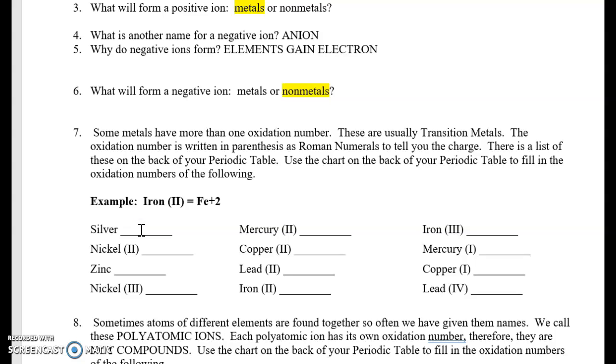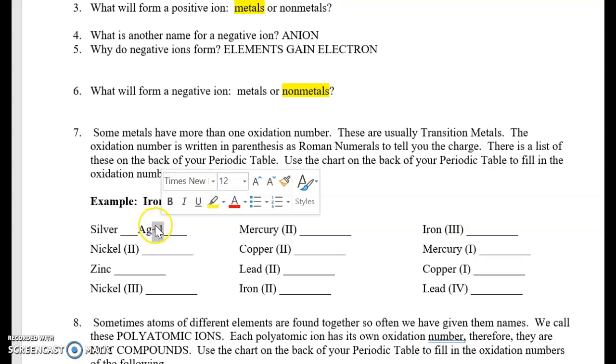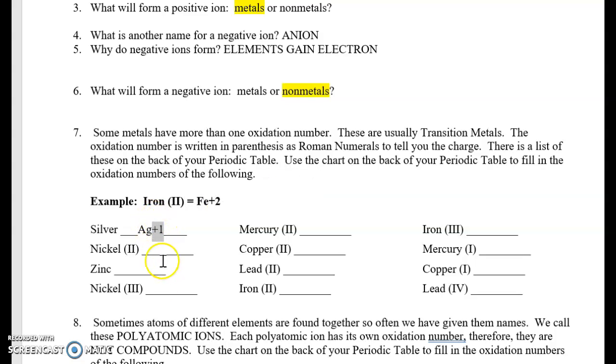So I'll do a couple here. Silver, which is Ag, is +1. And again, this +1 can be written smaller above the g and to the right, like right there, that area. Nickel, that's Ni, and that's going to be +2. Zinc, Zn, +2. Nickel 3. Now, see how the Roman numerals tell you the oxidation numbers?